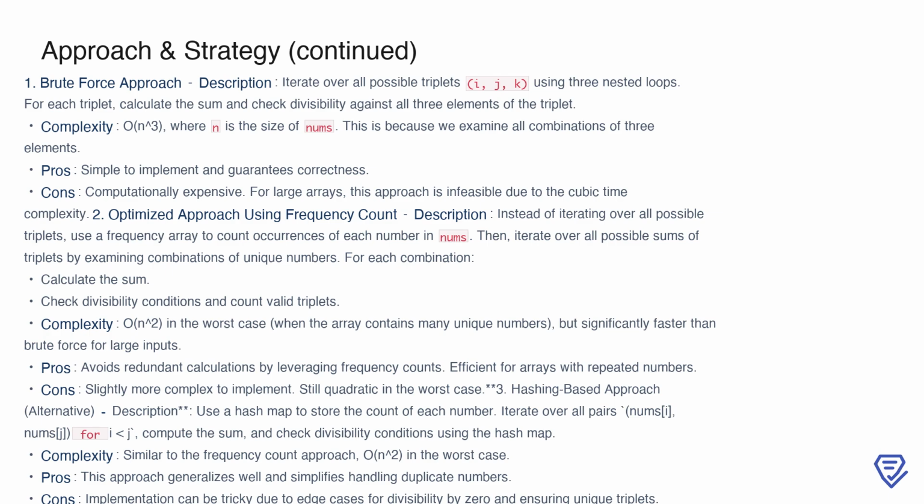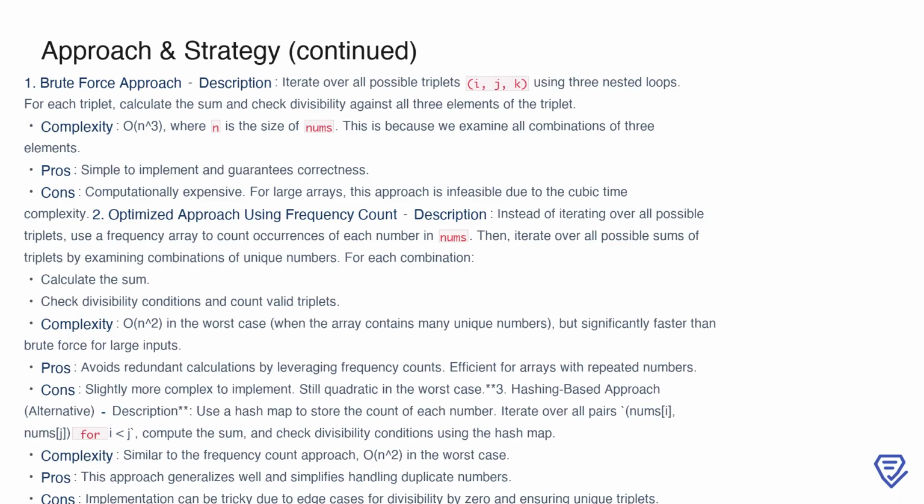Next, we have the optimized approach using frequency count. Instead of iterating over all triplets, we use a frequency array to track the occurrences of each number in nums. We then iterate over unique combinations of numbers to calculate their sums and check divisibility. This reduces redundant calculations and improves efficiency. The time complexity is n squared in the worst case, but this is significantly better than the cubic complexity of brute force. This approach is particularly advantageous for arrays with repeated numbers, though it requires more careful implementation.